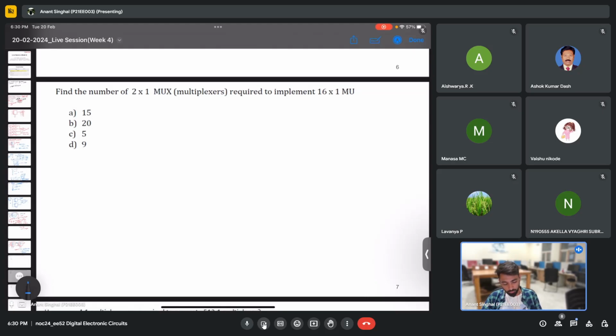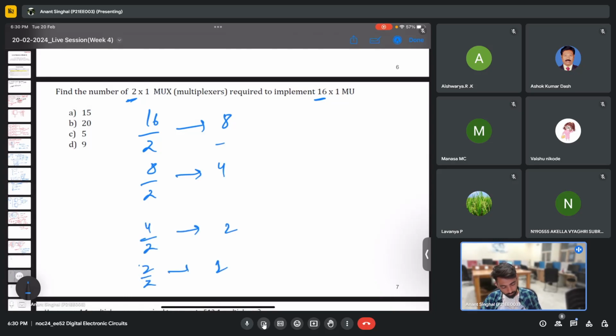You can either use the formula, or you can use the technique of the initial division. Yes, 15. So let me use the division technique. This will be 8, this will be 4, then this will be 2, and then finally it will be 1. So 8 plus 4 plus 2 plus 1 will give you 15 only. So we can write this as 2 raised to power of 4 minus 1, that is directly 15.